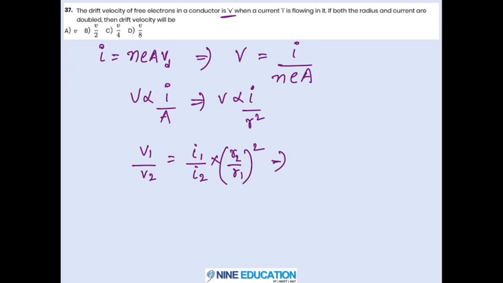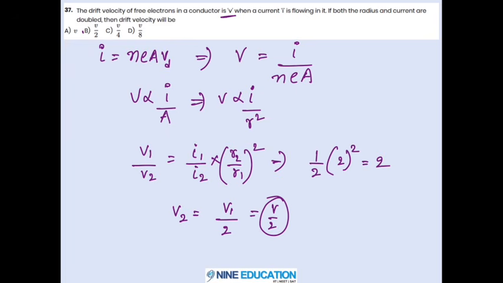So this is 1 by 2 into 2 square. So answer 2. Therefore, the new drift speed would be V1 by 2 or V upon 2. Answer is B. So are you able to understand? Yes.